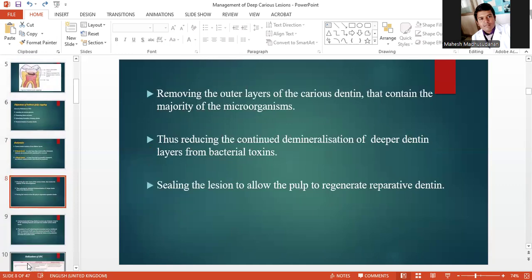Removing the outer layers of the carious dentin that contain the majority of microorganisms reduces the continued demineralization of deeper dentin layers from bacterial toxins, and sealing the lesion allows the pulp to regenerate reparative dentin.